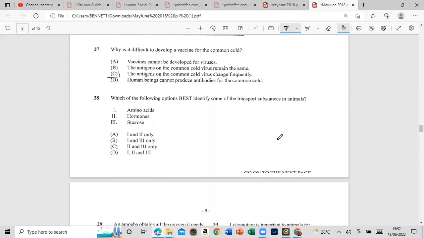It changes. 28, which of the following options best identifies some of the transport substances in animals? Amino acid, hormones, and sucrose. Alright, so amino acid, hormones, and sucrose. That good. All right, so I'm gonna go with D.